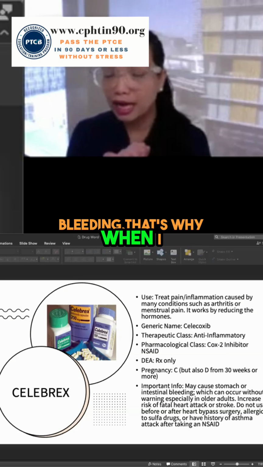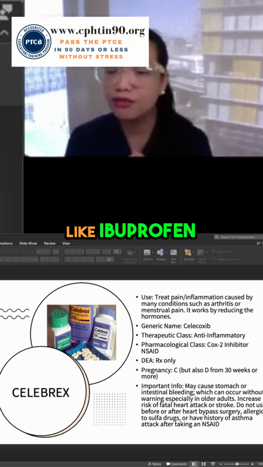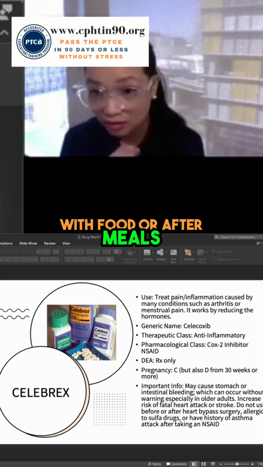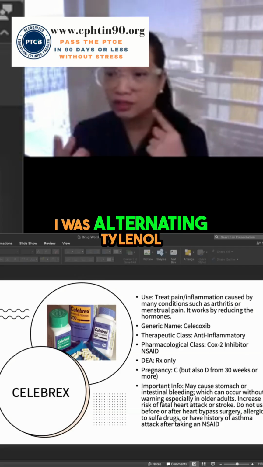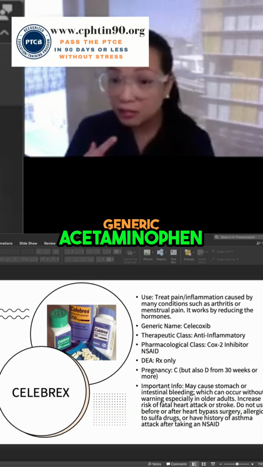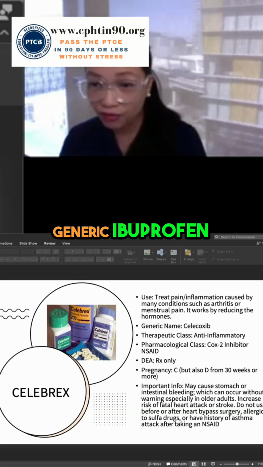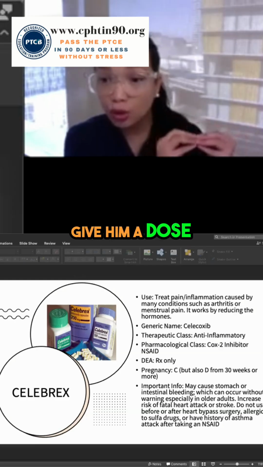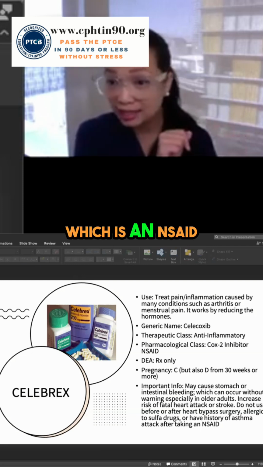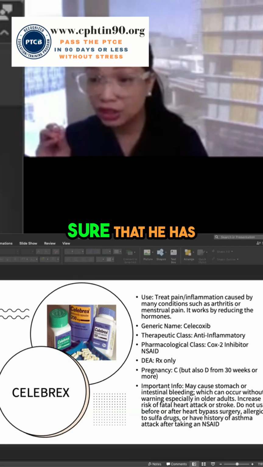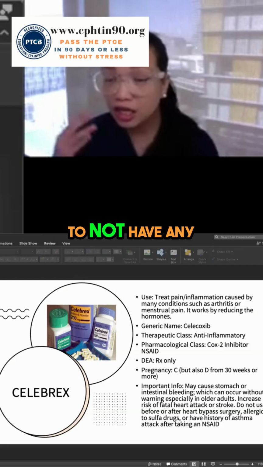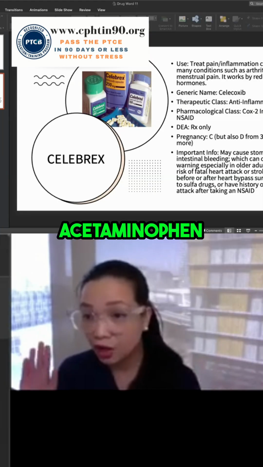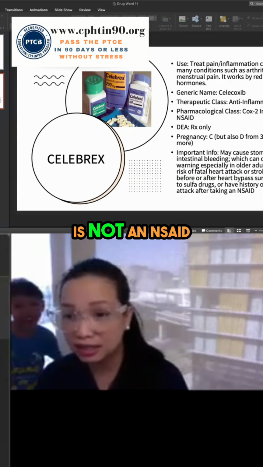That's why when we give NSAIDs like ibuprofen, aspirin, Celebrex, it should be given with food or after meals. So when my son had his toothache, I was alternating Tylenol, generic acetaminophen, and Motrin, generic ibuprofen. Okay, he can take Tylenol without food, but if I'm to give him a dose of ibuprofen, which is an NSAID, I have to make sure that he has food in his stomach to not have any gastric irritation or gastric bleeding. Tylenol, acetaminophen, on the other hand, is not an NSAID.